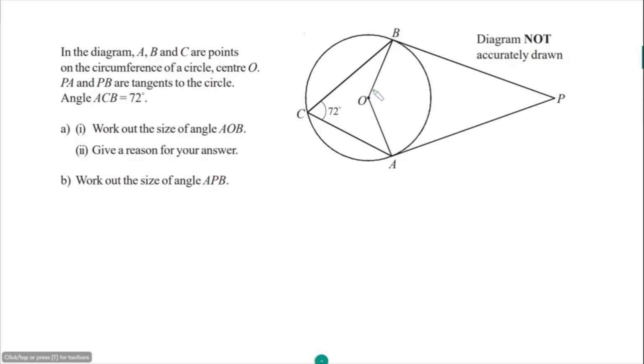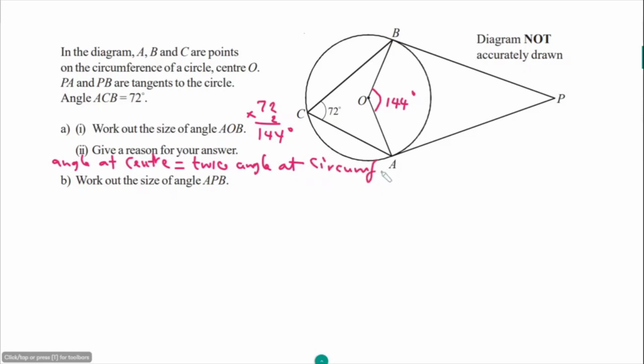AOB is definitely going to be here. Well, that's very easy to find because here is 72, and the angle at the center is twice the angle made at the circumference. So here is going to be 72 times 2, and that gives me 144 degrees. So this angle here is 144 degrees. The reason is angle at the center is twice the angle at the circumference.